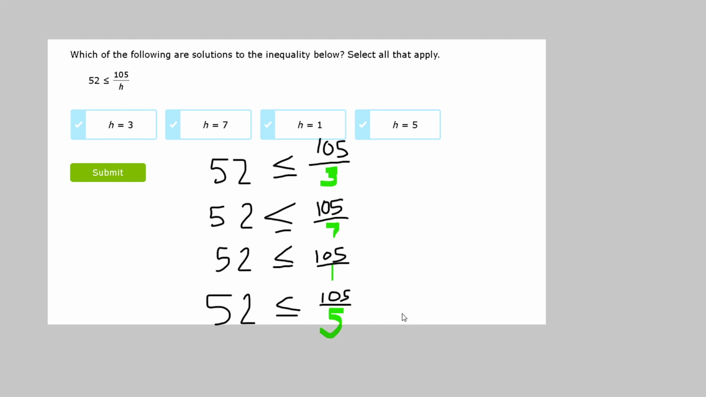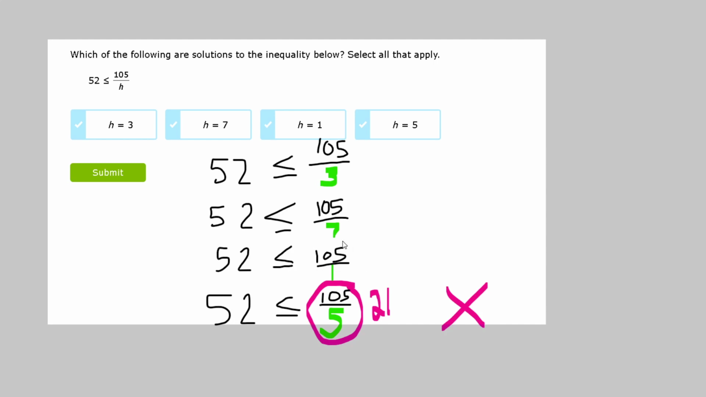Now I'm going to start off down here at the bottom because these are a little easier. I know 105 divided by 5. Well, I know 2 times 5 is 10. So 20 times 5 must be 100. That means that there's one extra 5. So it must be 21 5s go into 105. So this right side here is equal to 21, which we know 52 is not less than or equal to 21. So this won't work.